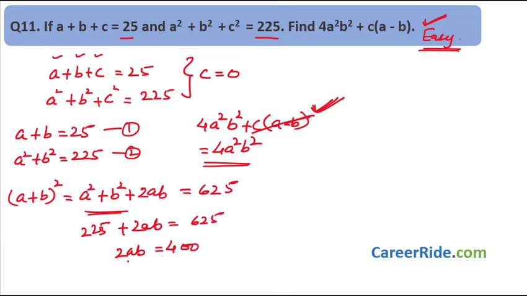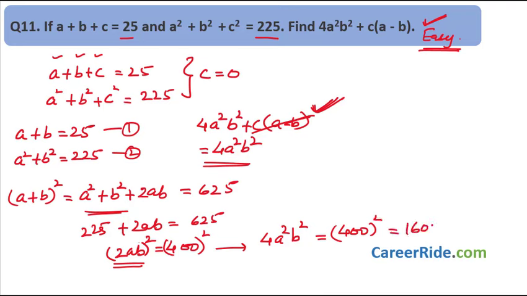Okay. So this is what I have come to. What do I want? I want 4a square b square. The value of this is what I want to find out. So what can I do? I can just square on both the sides, right? So let me take the square of both the sides, 2ab whole square and 400 whole square. So this becomes 400 whole square, right? And if I have to simplify it further, it becomes what? 4 4s are 16 and 0 0 0 0. So this is the answer.